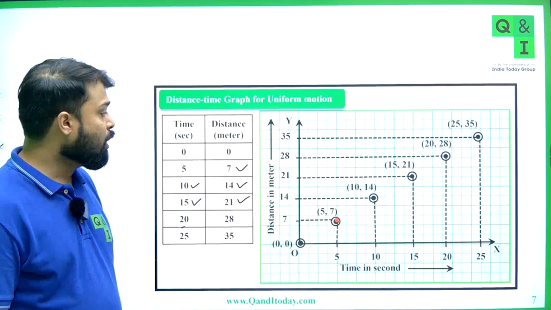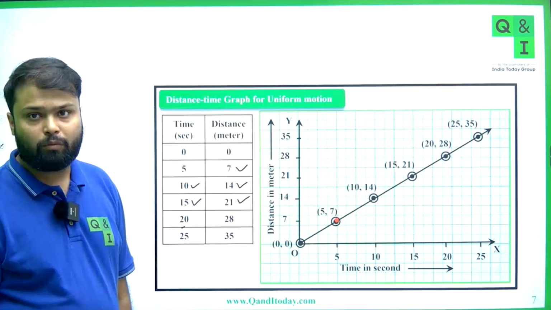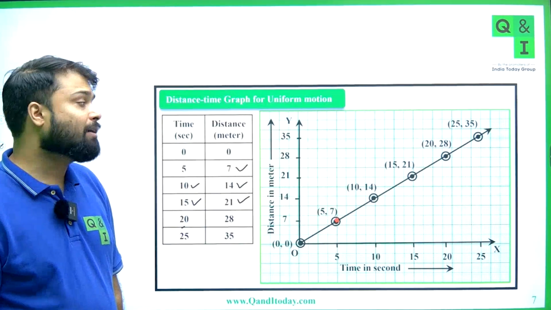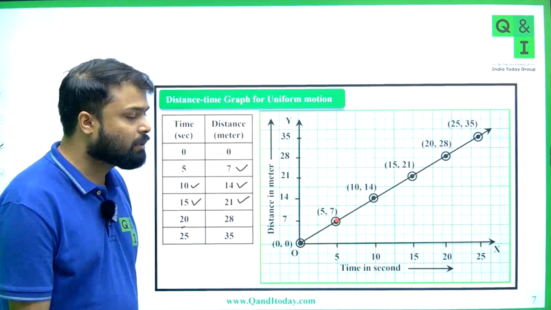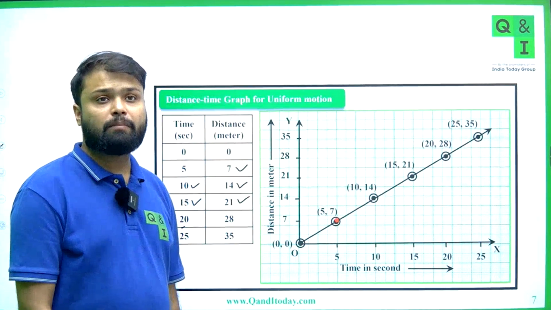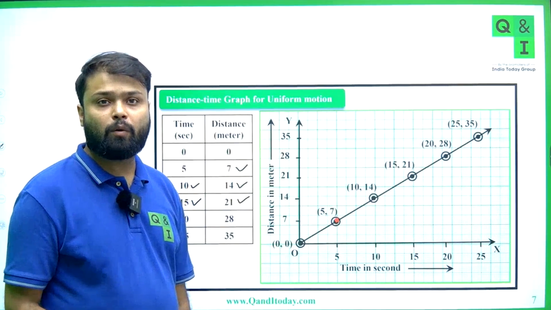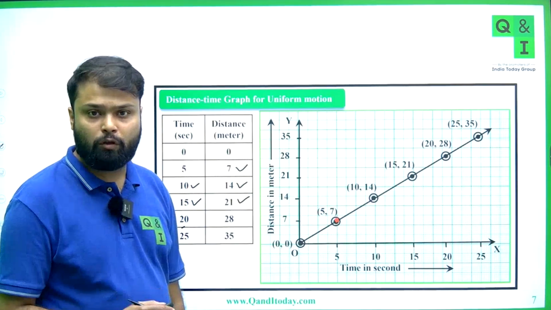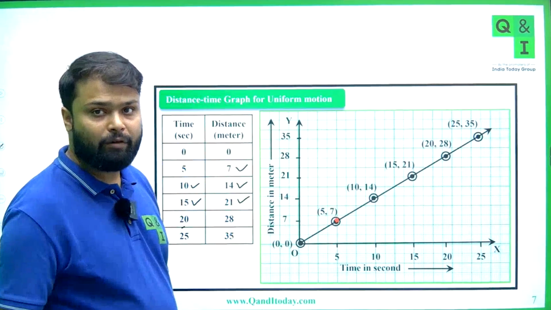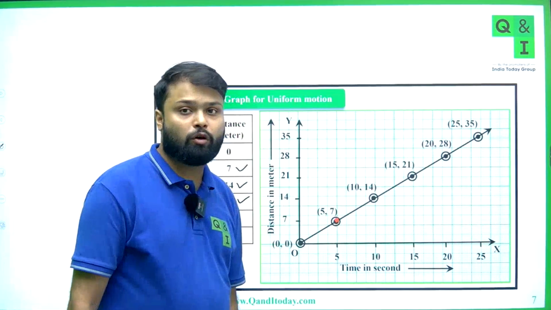Now, if we join all these points, we will get a straight line. Can anyone tell me which type of motion this is, uniform or non-uniform? What is the meaning of uniform motion? If a body covers equal distance in equal intervals of time, we call the motion uniform. And if a body covers unequal distance in equal intervals of time, we call the motion non-uniform. So is this uniform motion or non-uniform motion?